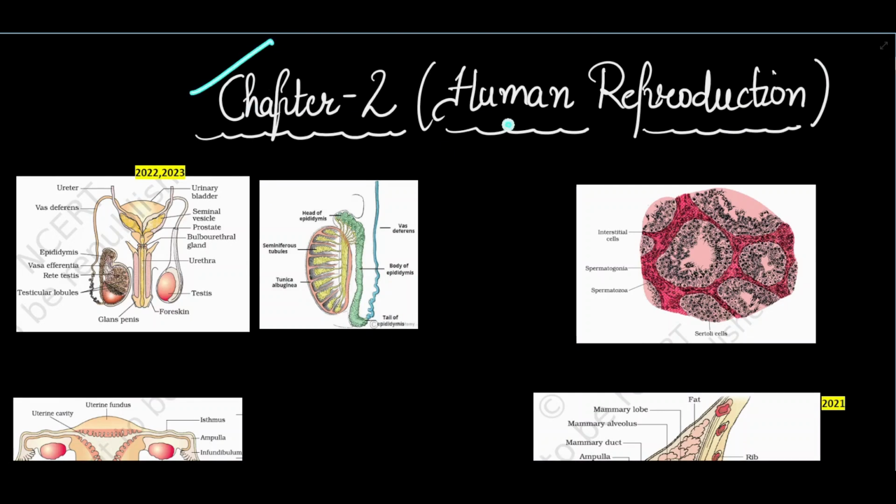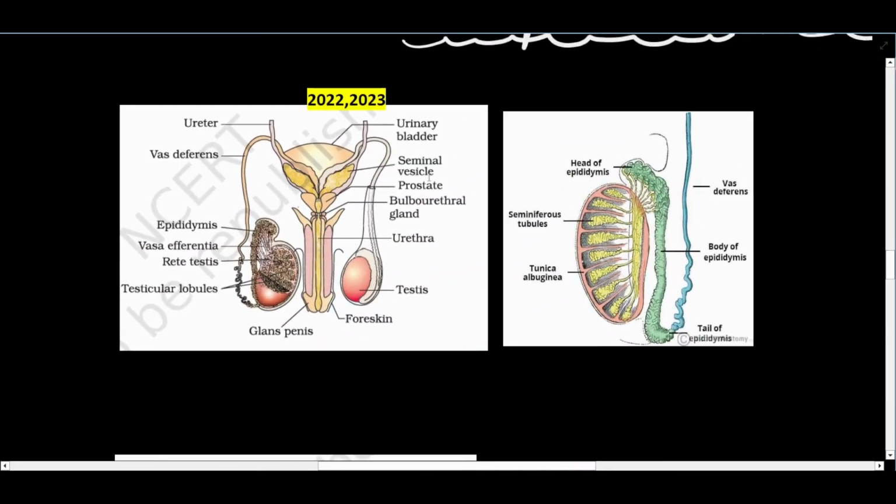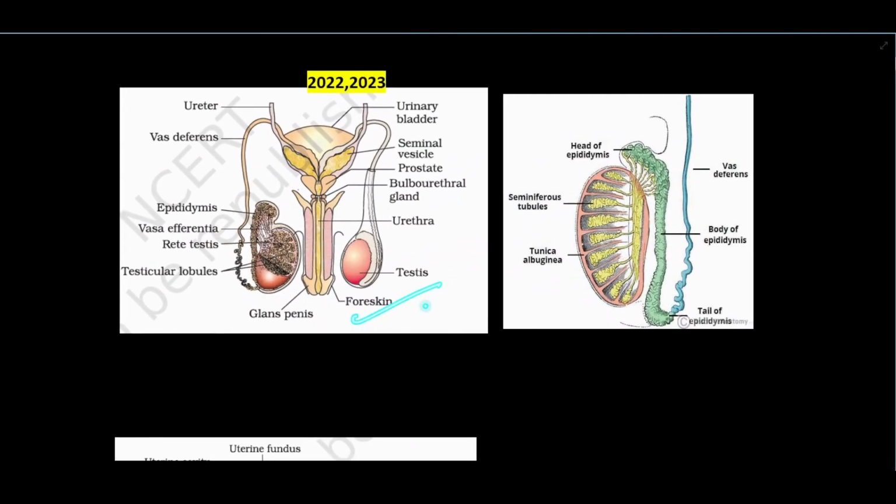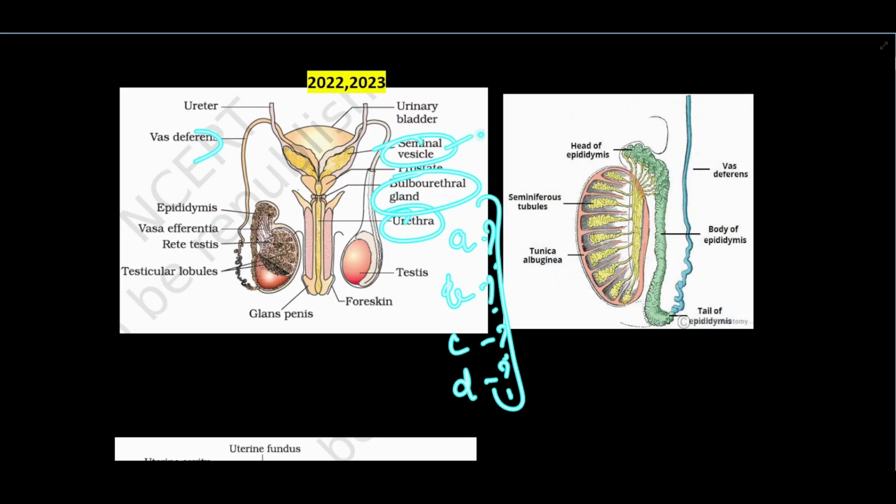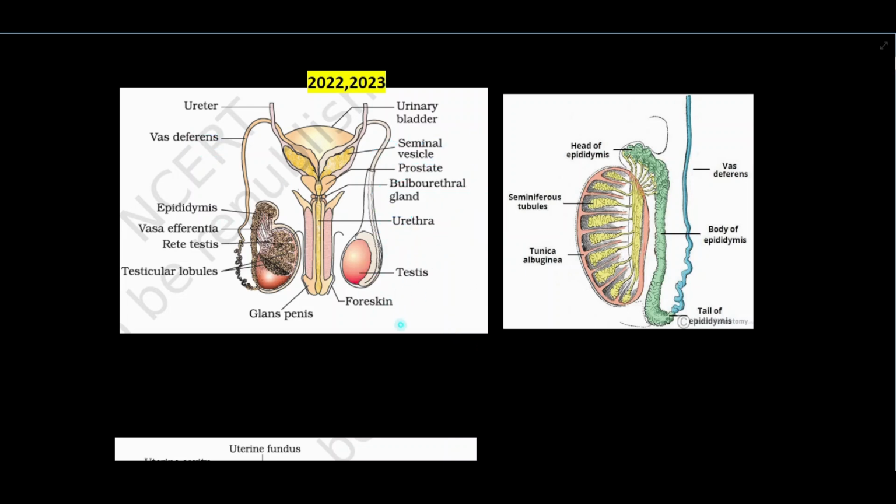In chapter number 2, that is human reproduction, the first very important diagram is the structure of the male reproductive system. This structure has been asked in your 2022 and 2023 board examinations, and you all have to label all these parts. You have a question like labeling A, B, C, D. Each and every part of this structure is important, and the function of each part is also very important.